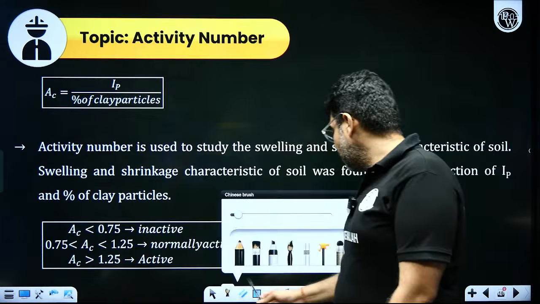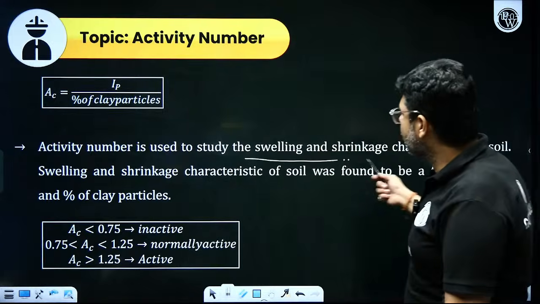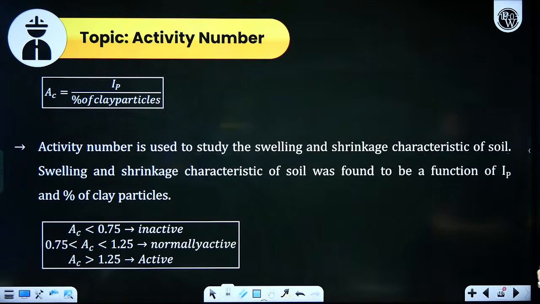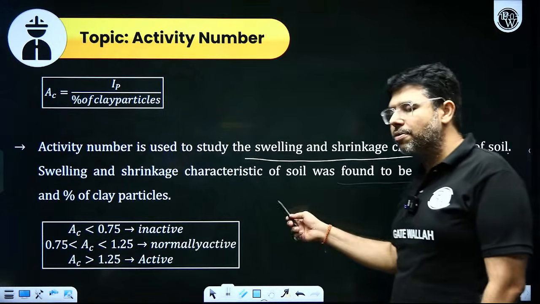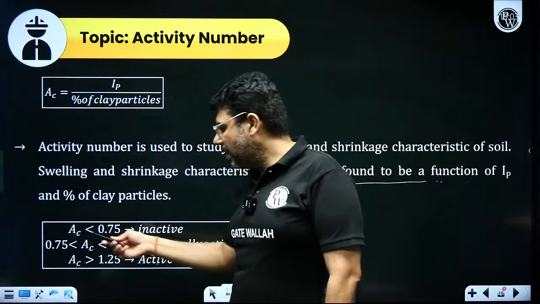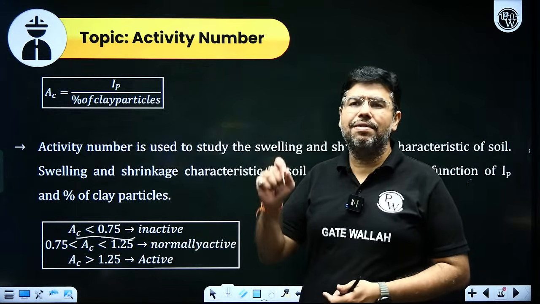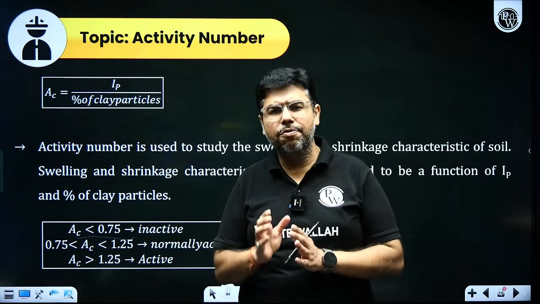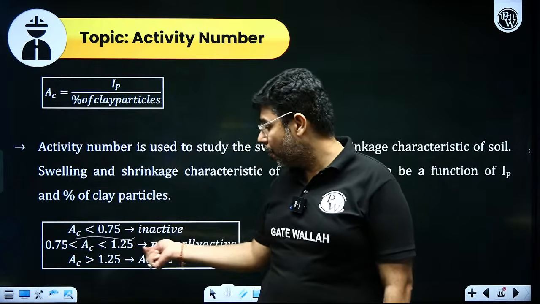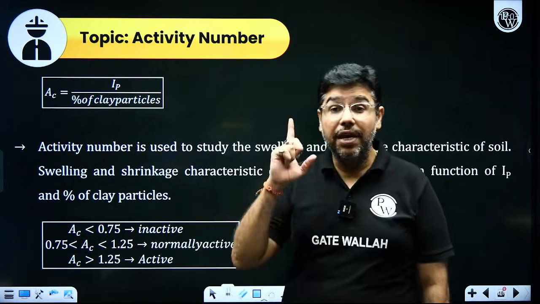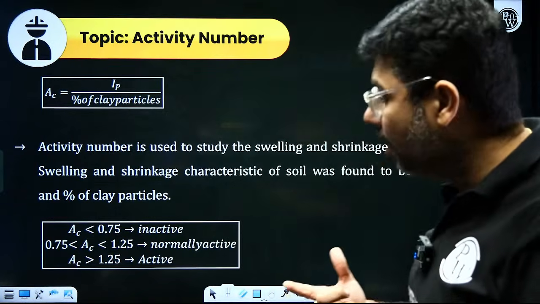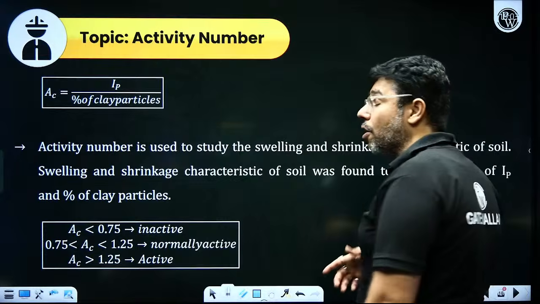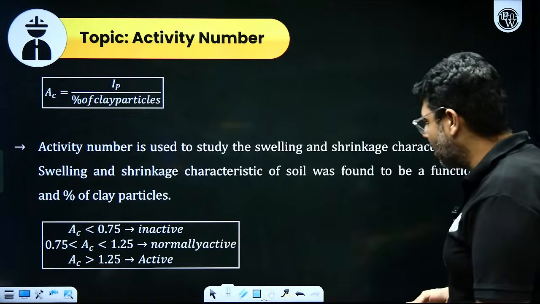So, activity number is used to study the swelling and shrinkage characteristics of soil. Swelling and shrinkage characteristics of soil were found to be a function of IP and percentage of clay particles. If AC is less than 0.75, it is inactive soil. If AC is between 0.75 and 1.25, it is normally active, and if AC is greater than 1.25, it is very active soil like montmorillonite clay or bentonite clay or the black cotton soils. These are more active soils.